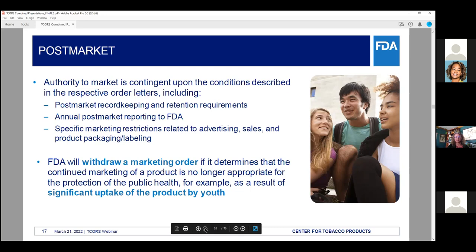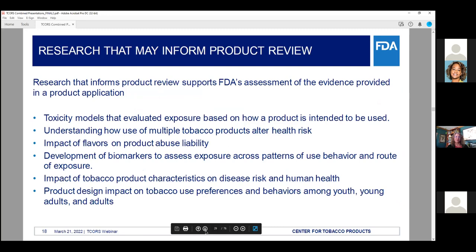Research that helps to inform product review, I touched on that just briefly here, but it really is information around the materials, the ingredients, the design and composition of the tobacco product. It can include information about marketing and advertising. It can also include the impact of the tobacco product, including appeal to users, its addictiveness, behavior and use behaviors related to those tobacco products, and then toxicity and exposure. So again, I've pulled some examples from the RFA to list here on this slide, but these are the types of research that help to inform our review activities here at CTP.